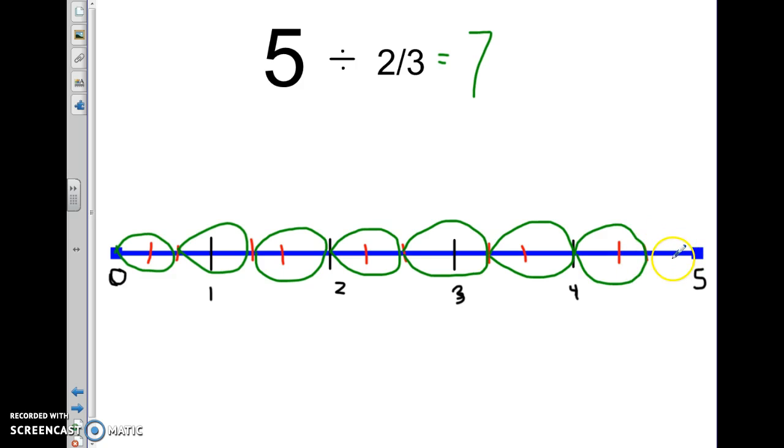So how much of a group of 2/3 do we have? We have one section, right? 1/3 out of the 2 that we need. So we have half of a group of 2/3, because we have 1/3. So the answer is 7 1/2.